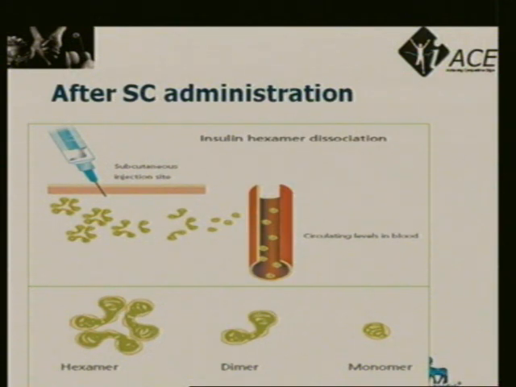Now, a word or two about the subcutaneous administration of insulin. As you can see, insulin is a hexamer. When it is injected into the subcutaneous site, these hexamer molecules dissociate and form dimers and then monomers and ultimately are absorbed into the circulation. Therefore, there is a time lag between the injection of insulin and the action of insulin, because these insulin molecules, until they enter the circulation and act at the level of the liver or at the level of the peripheral tissues, where it causes reduction in blood glucose levels.